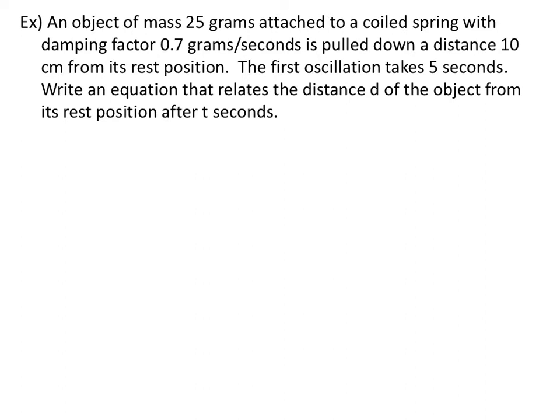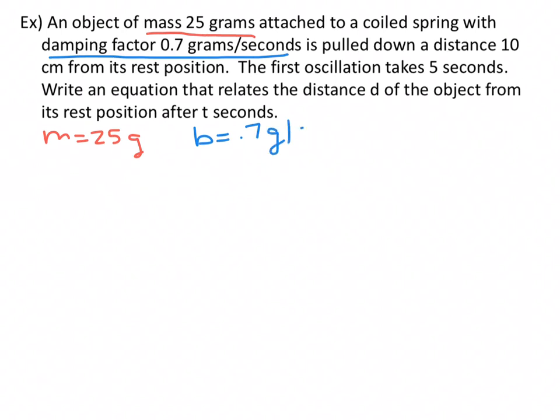So here's a problem with damp motion. It gives us a bunch of information and it wants us to find the equation that represents the displacement of the object after t seconds. So let's go through and find some information. So the first thing it tells us is that the mass is 25 grams. So mass is represented by M. It tells us that we have a damping factor of 0.7 grams per second. So damping factor was B. So 0.7 grams per second.